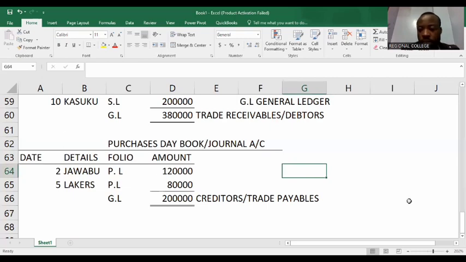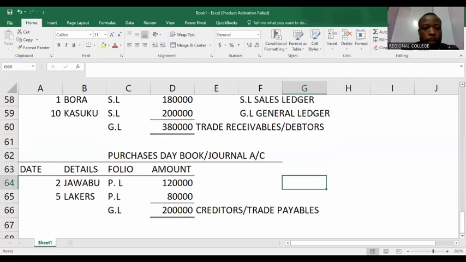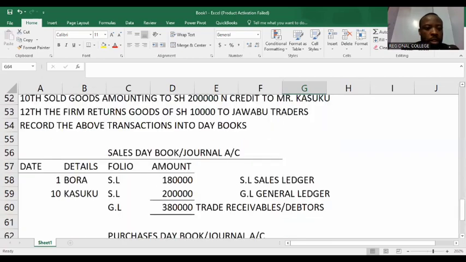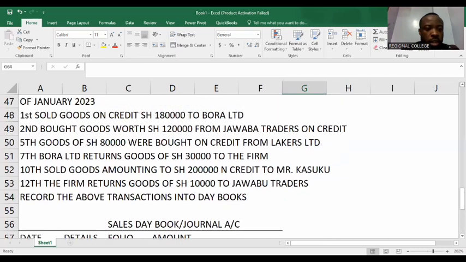Then after that one, you can try to see which information is remaining. So the information remaining here is on 7th, borrower is returning some goods back to the business. And you have to identify who is the borrower. Is it a customer or a creditor? So you can trace from the first one, that means this person is a customer. So the return inwards are coming in. The amount returned on the 7th is 30,000. So those are the return inwards journal.